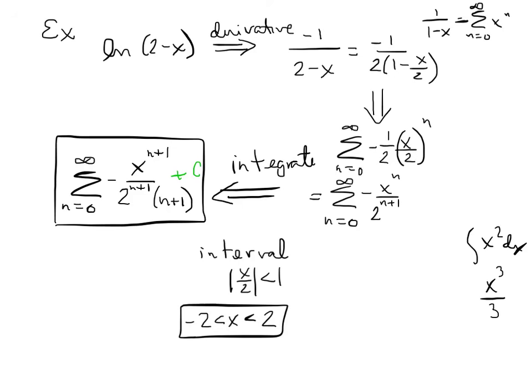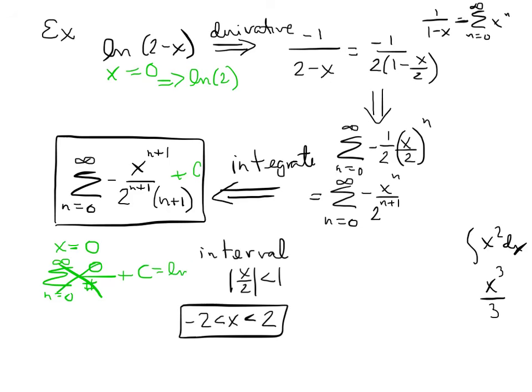Now, when I'm going to find that plus c, when x is equal to 0, I get natural log of 2. So if I plug in x equals 0 into this sum, I get the sum from n equals 0 to infinity of 0 divided by, I don't even care because they're just some numbers, and we'll get 0 plus c. So all of that is 0. And so c is equal to natural log of 2. And so really, this sum right here should be the entire sum.